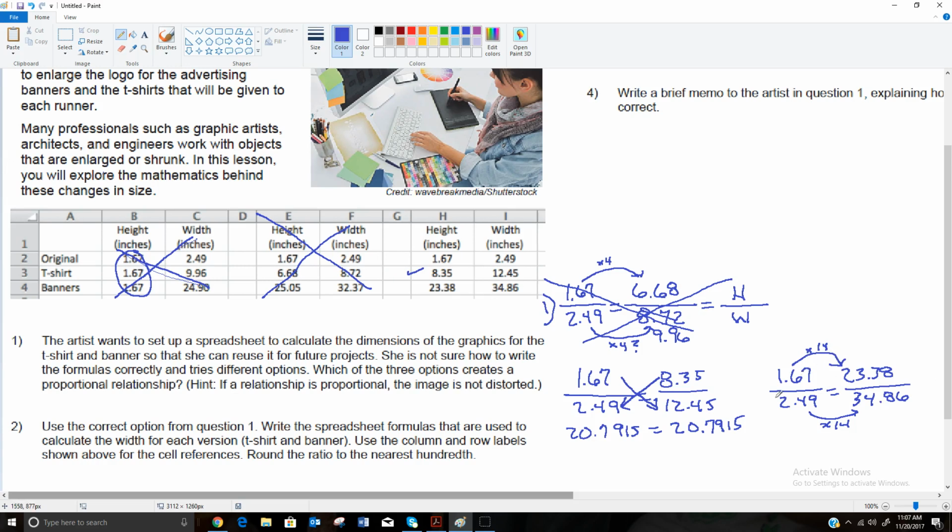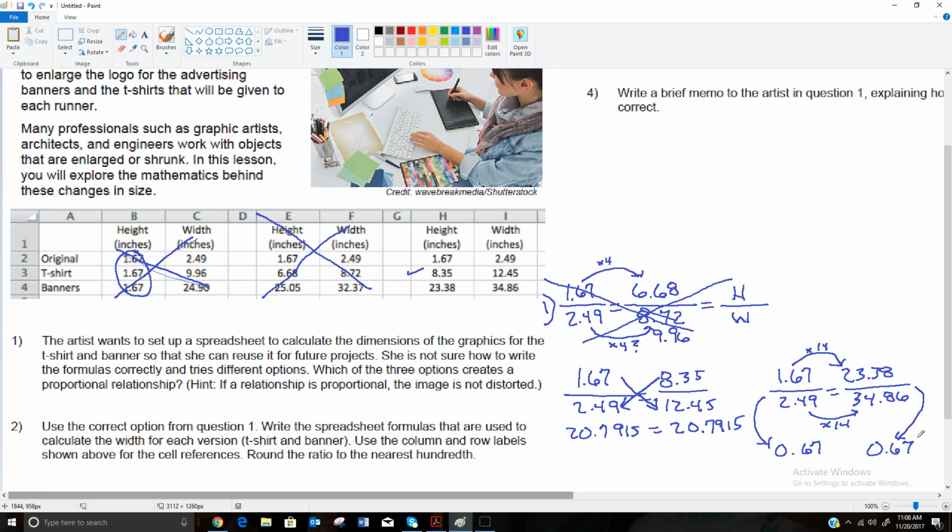You could also, as a third option, so the first option is to see what it was multiplied by and see if it's the same thing. I can cross multiply and see if I get the same number, or I can even take the top number divided by the bottom number and see if I get the same thing. So if I take 1.67 and I divide it by 2.49, I get 0.67 approximately. It's a little bit bigger than that, but not too far off. And if I divide here, 23.38 divided by 34.86, I get the same 0.67 number.